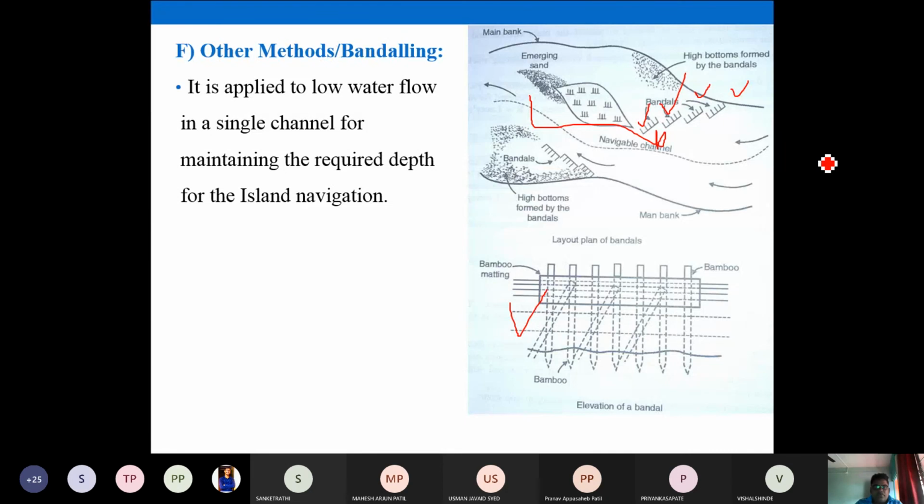It is applied to low water flow in a single channel for maintaining the required depth for inland navigational purposes. So the bundles are provided, with bamboos inserted into the sand of the river, and the flow is diverted. This is particularly utilized for maintaining the depth of water in the river.